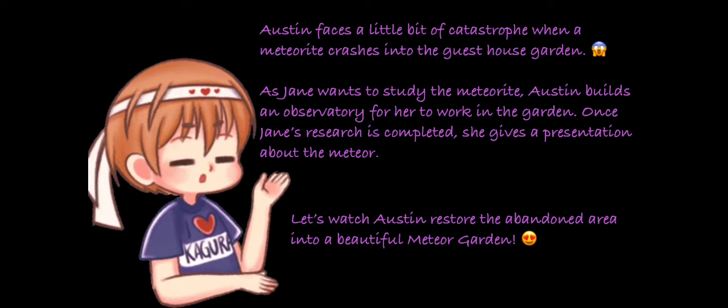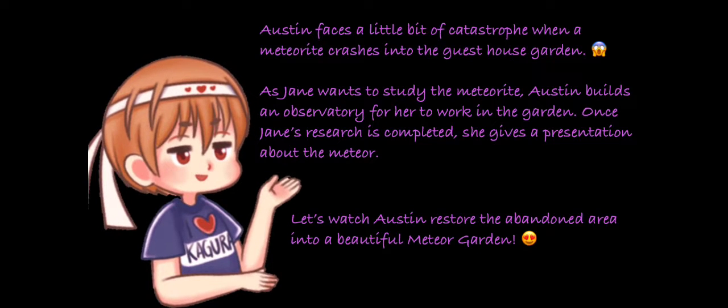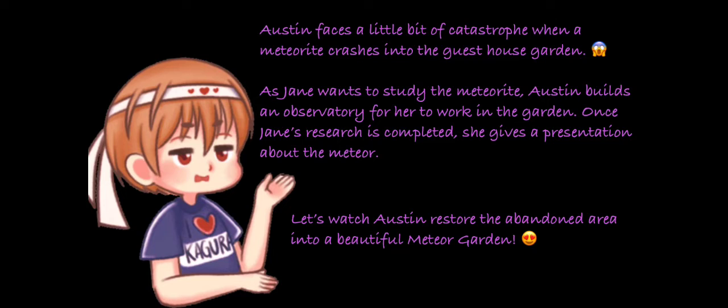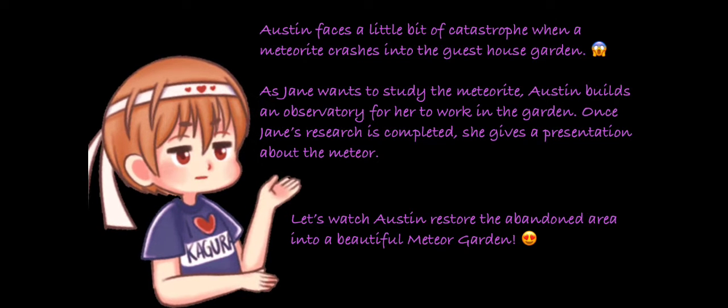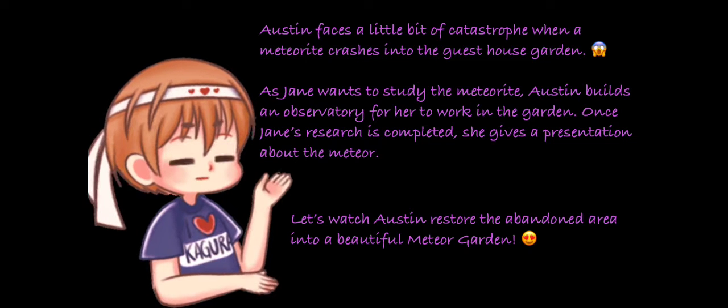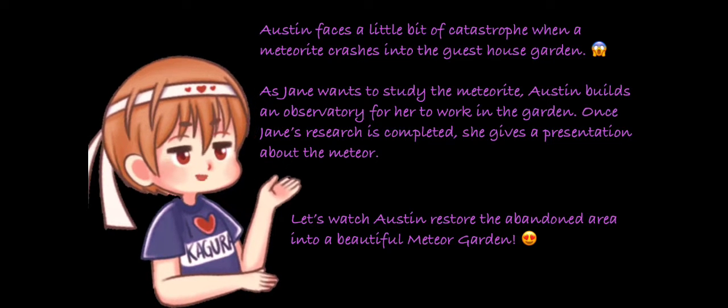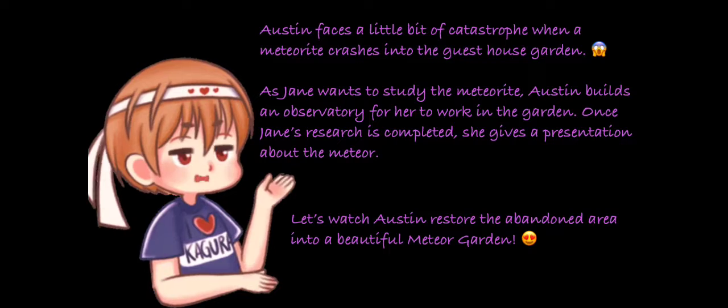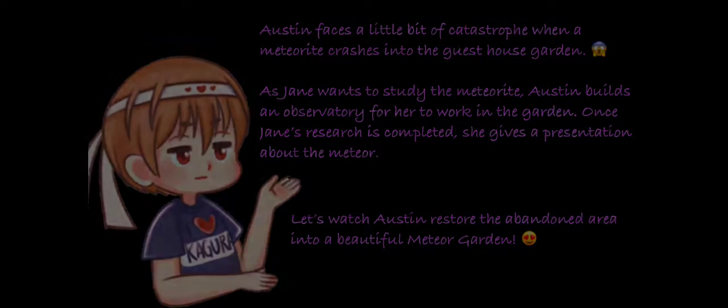Austin faces a little bit of catastrophe when a meteorite crashes into the guest house garden. As Jane wants to study the meteorite, Austin builds an observatory for her to work in the garden. Once Jane's research is completed, she gives a presentation about the meteor. Let's watch Austin restore the abandoned area into a beautiful meteor garden.